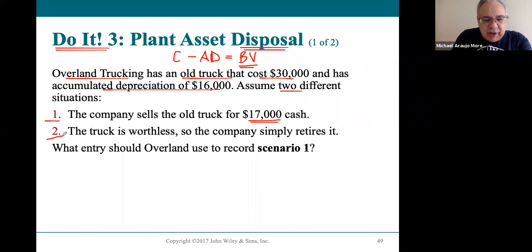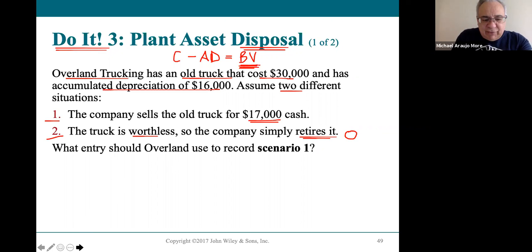If the second situation happened where they've deemed the truck worthless and simply junk it, what would happen? Well, they would be getting zero for this truck. So the proceeds in essence would be zero. The truck has a book value of $14,000, $30,000 cost minus accumulated depreciation of $16,000. The entire book value would have to be recognized as a loss. They would lose $14,000 if they retired the truck.